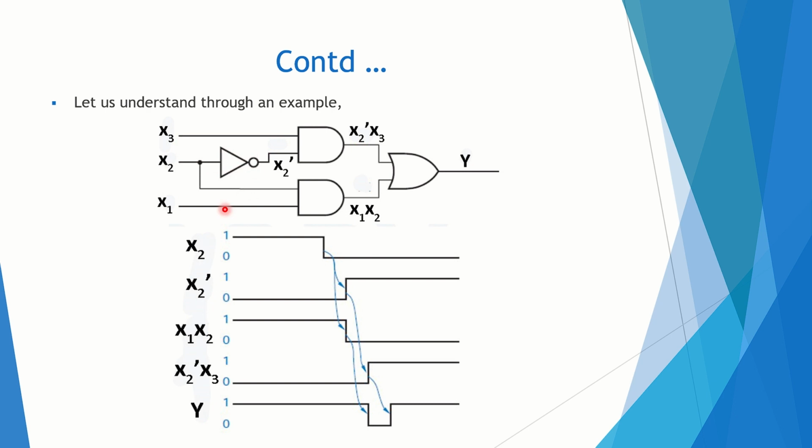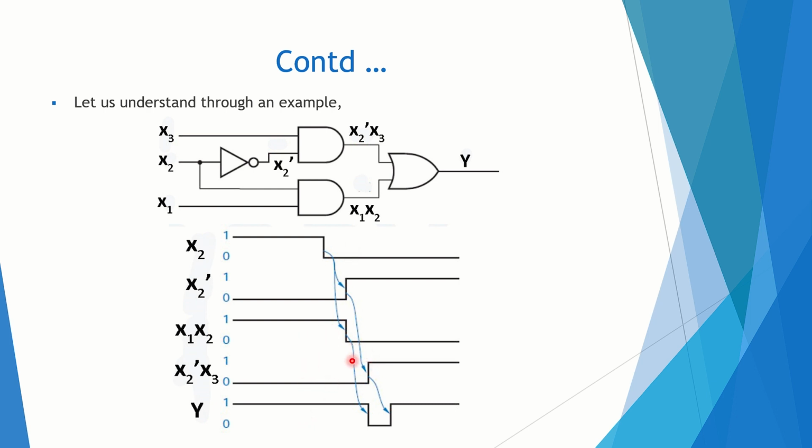This is the delay of this gate. Because of the delay, x2 bar changes from 0 to 1. And x1, x2 has only the same delay as x2 bar. Then x2 bar, x3 has a delay added by the inverter, that is, it gives a 2-level delay, 2 gate delay, shown here. And y is the OR combination of x2 bar, x3 and x1, x2.